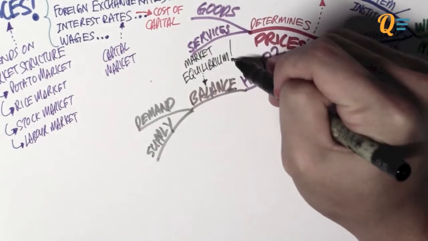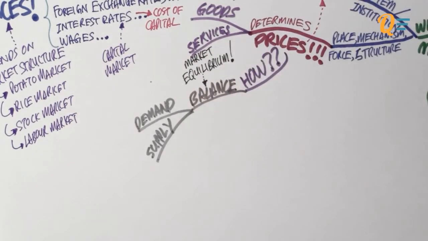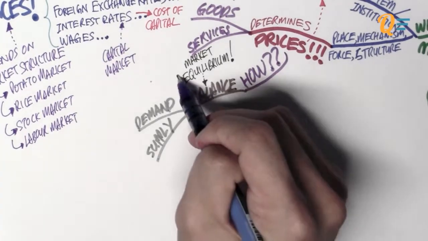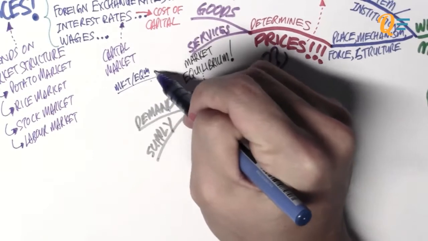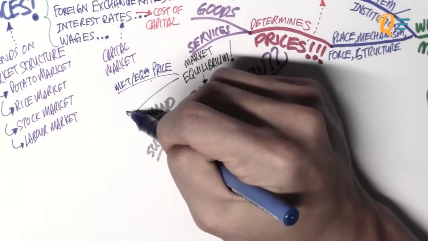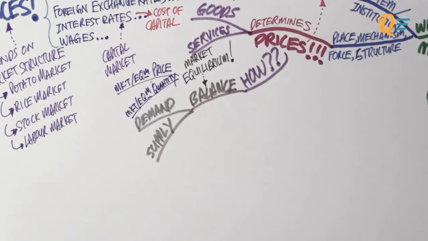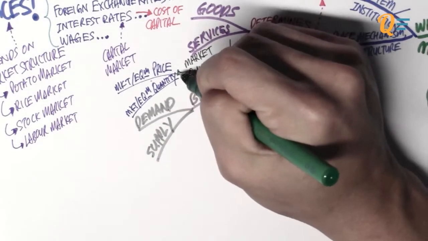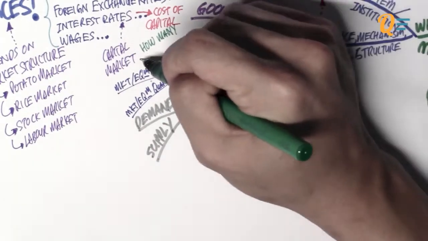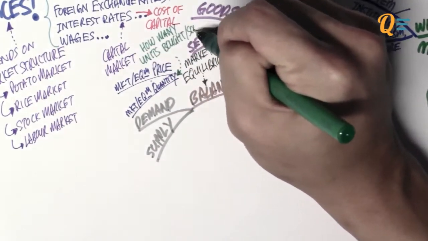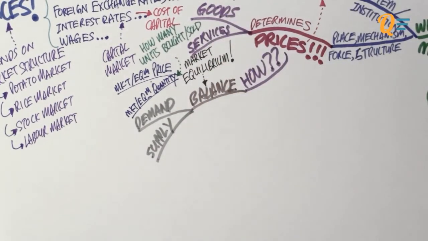When the market is in equilibrium, you're going to get two things. The first thing you're going to get is the market or equilibrium price of the good. So that is where you have the prices determined. And you're also going to get the market or equilibrium quantity. So it is the amount that is being traded in the market. How many units of a particular good is being bought or sold, right? Bought or sold means traded.